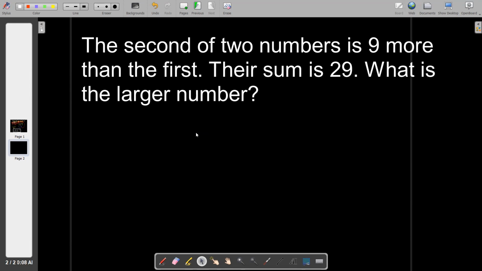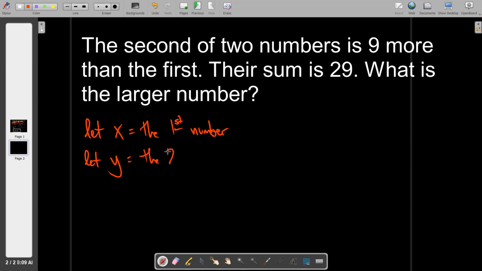Now, this time I'm going to take a different approach with my variable declaration. And the only reason I'm going to do this is because of the way the numbers are named. They're not specifically named as the larger and the smaller. So I'm going to kind of stick with the vibe of the problem. They're named as the first number and the second number. So I'm going to go ahead and go with that. So I'm going to say let x equal the first number. And of course, then I would let y by default equal the second.